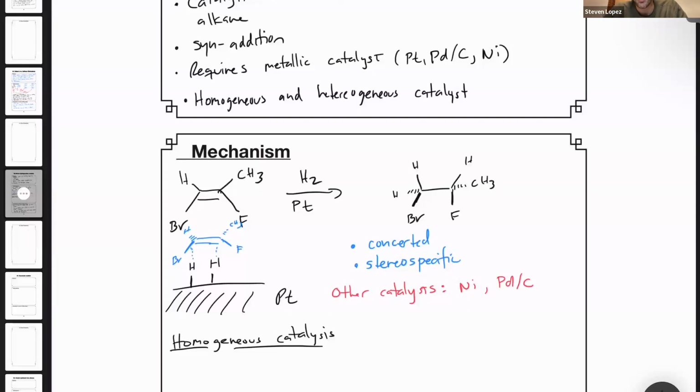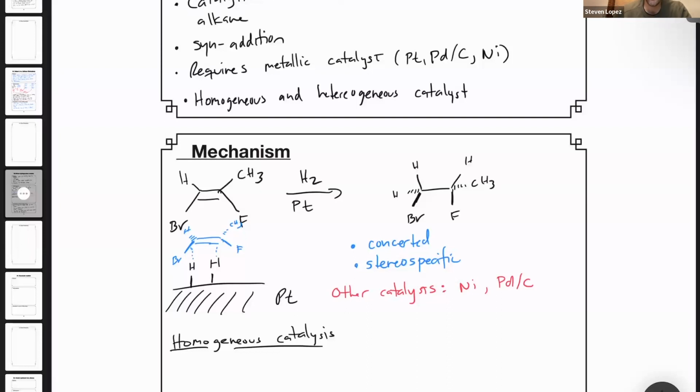Heterogeneous catalysis is a bit different. There's usually a metal slab or some kind of something that's insoluble with the reaction mixture. So you can imagine one of these which wouldn't dissolve in the solution itself, making this heterogeneous.